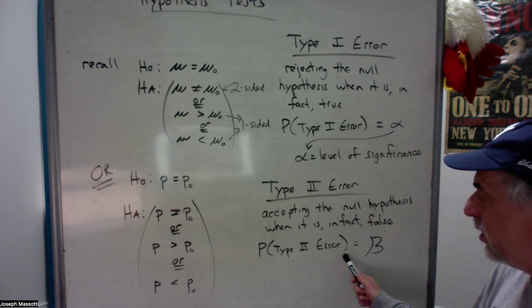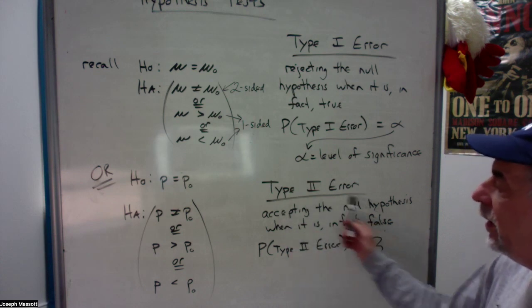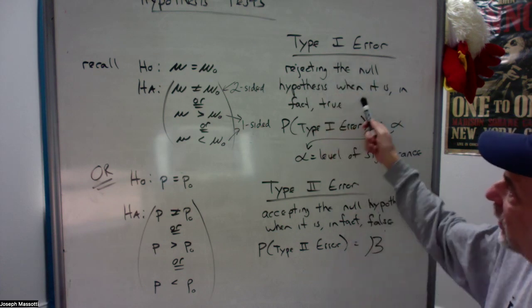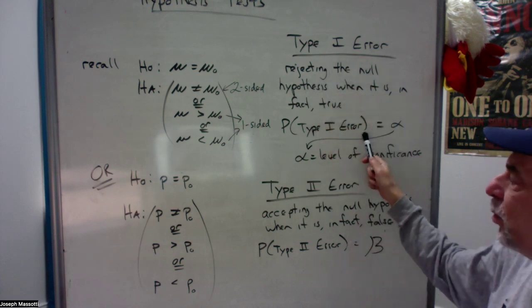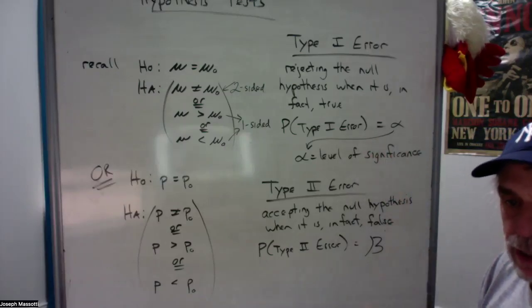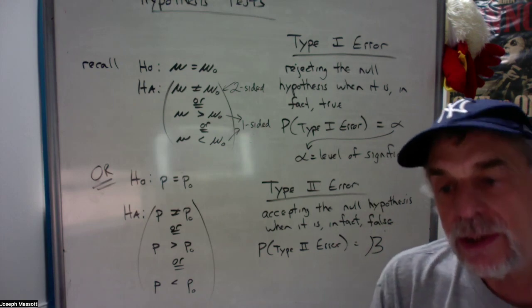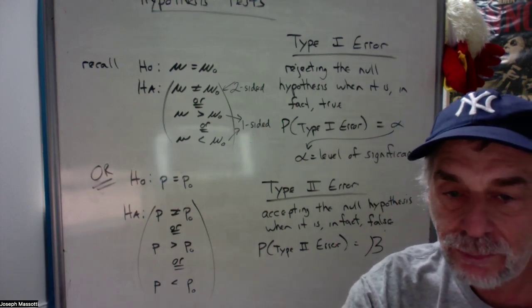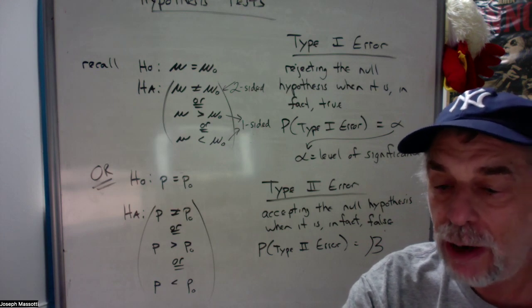But we won't concern ourselves with finding the probability of a type 2 error. We just want to know the definition of the type 2 error and the definition of the type 1 error. And we do know the probability of the type 1 error. That's the level of significance. Okay, so know what a type 1 error is, know what a type 2 error is, know the definitions and how they apply. All right, quick video.